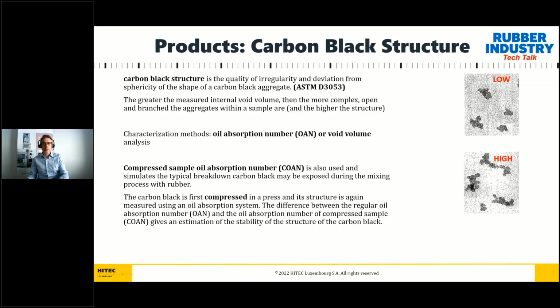Basically, the difference between the two is that in one case, the oil absorption, we fill the void volume we mentioned before with a liquid. That is, in this case, oil. We have different types of oils, but it's always an oil-based liquid. And in the void volume method, we compress the material and we measure the void volume. So we measure the variation in volume of the material. In industry, we can also find a third method of characterization, that is the COAN, the compressed sample oil absorption number, and it simulates the typical breakdown carbon black may be exposed to during the mixing process with the rubber.